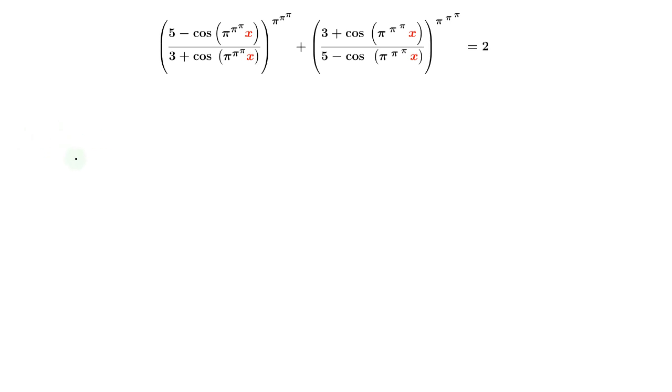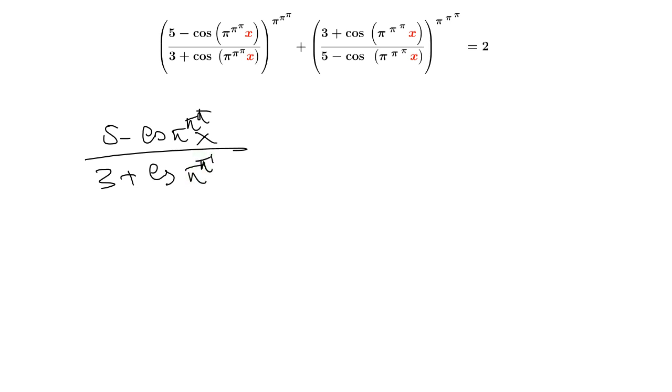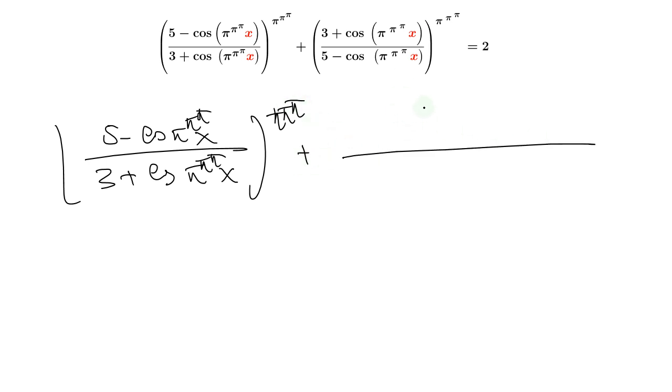So this is then (5 minus cos pi x)/(3 plus cos pi x) all to the power of pi to the pi, and then plus. And this one here, I can write as 1 over (5 minus cos pi x)/(3 plus cos pi x) to the power of pi to the pi.